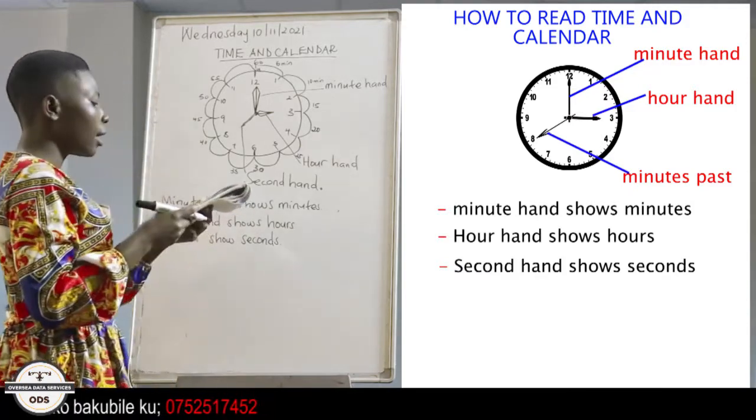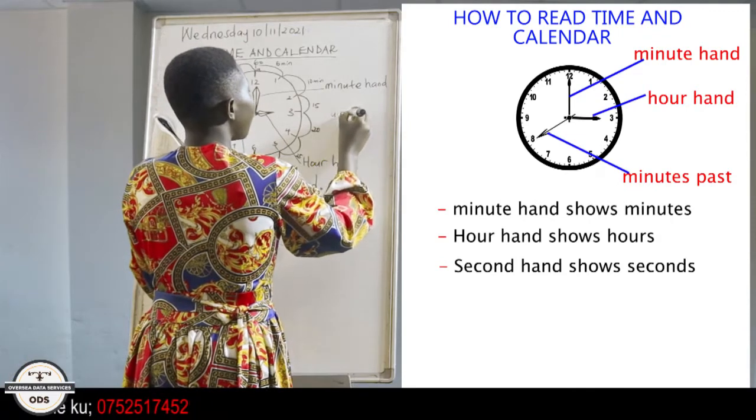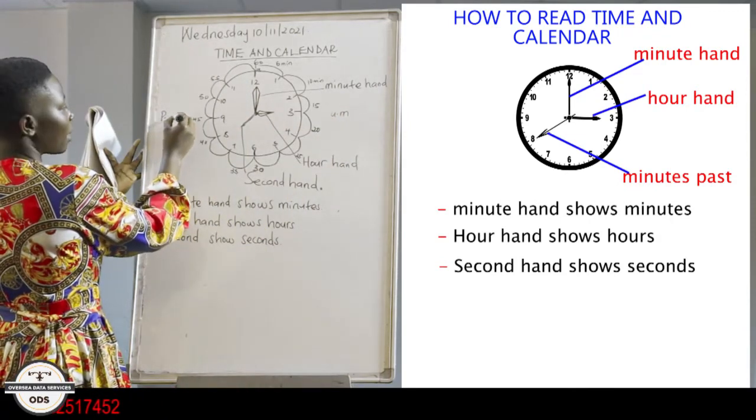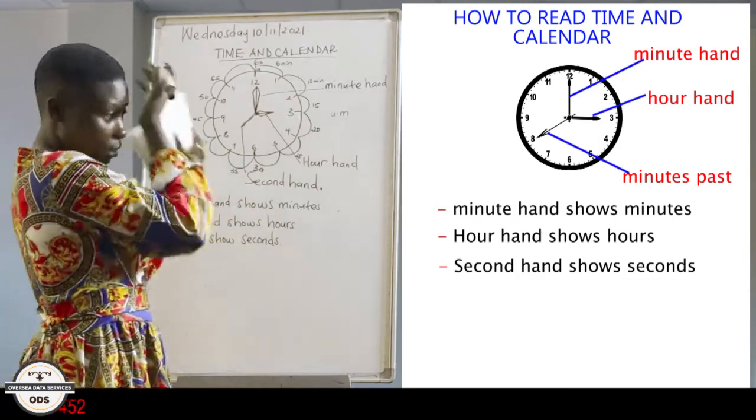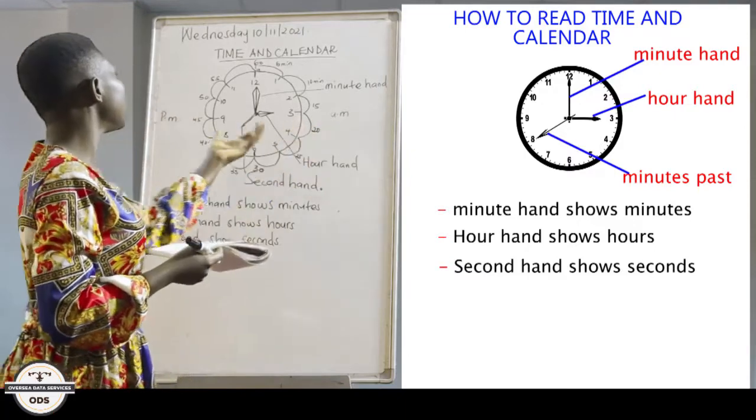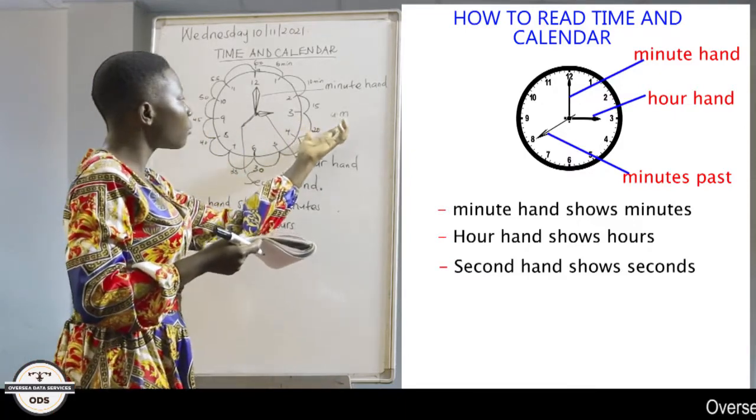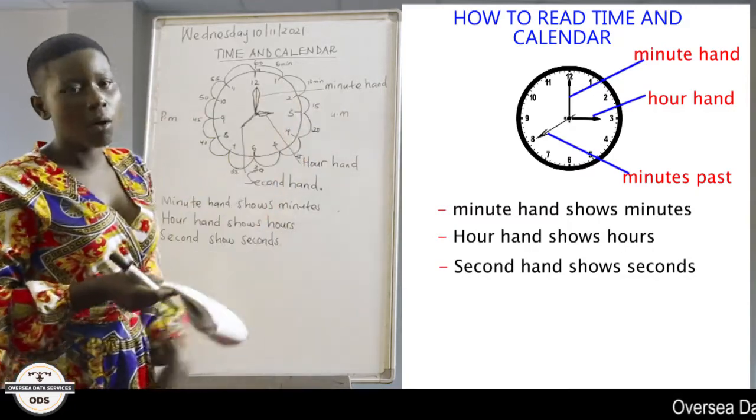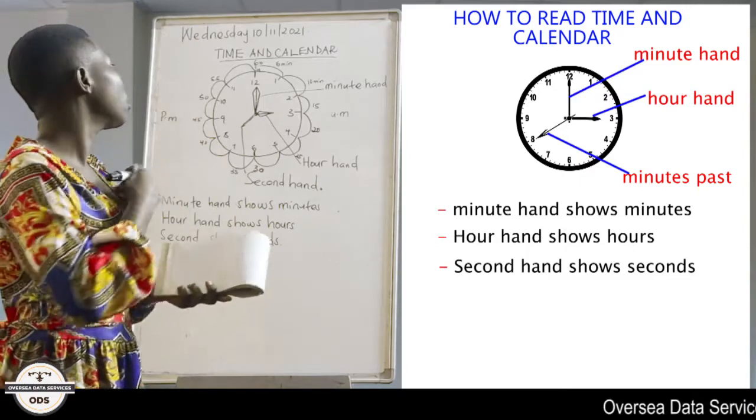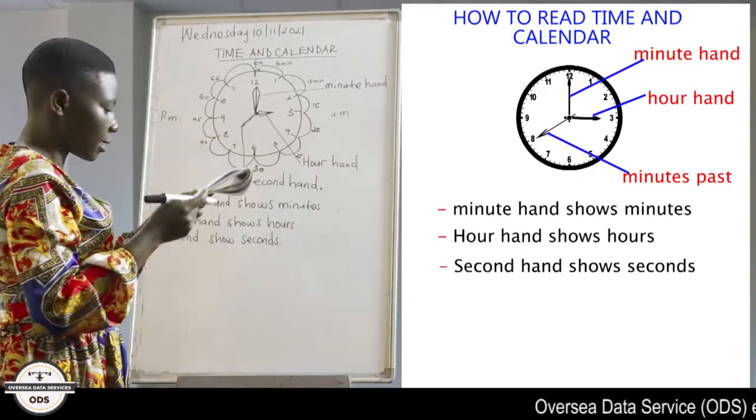Okay. And I told you that this side we use AM, and this side we use PM when we are writing time. Because some of us do forget, we mix these things up, AM and PM. AM is for morning hours, then PM for afternoon or evening hours. Okay.